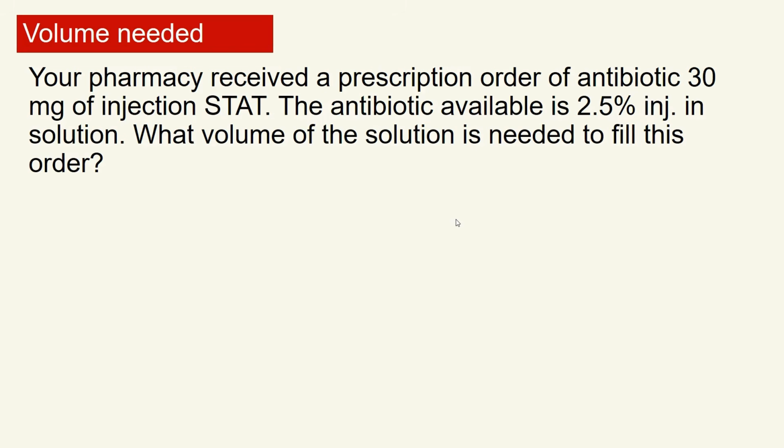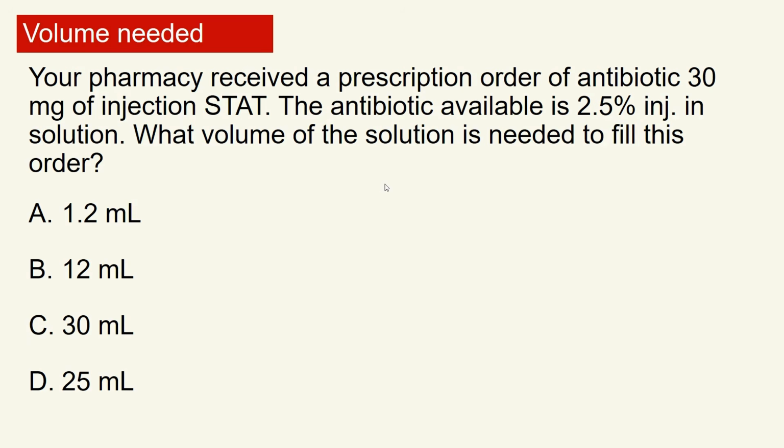So next, another question. Your pharmacy received a prescription order of antibiotic 30 milligram of injection stat right away. And the antibiotic available is 2.5% injection in solution. So what volume is needed to fill this order? Basically, you have a 2.5% injection and now you need to take 30 milligrams. So how much volume do you draw to get 30 milligrams? That's the exact question. Options are A, 1.2 mL, B, 12 mL, C, 30 mL, D, 25 mL.